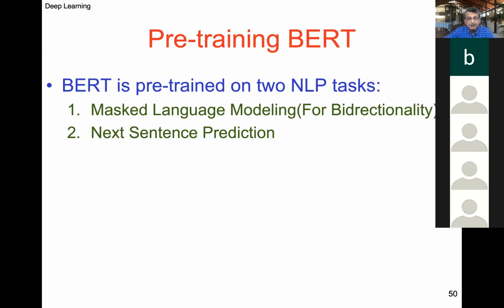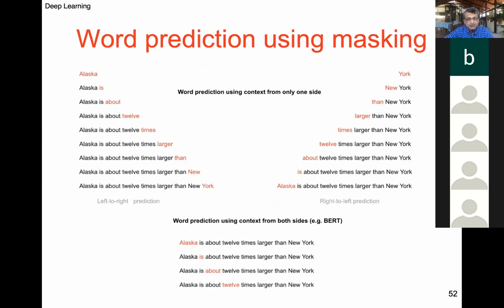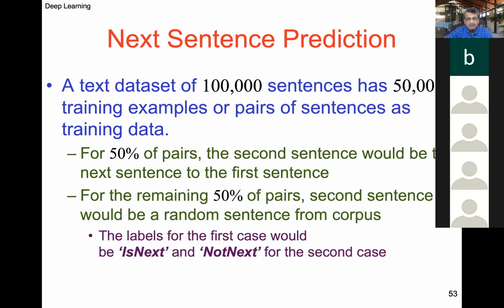BERT is pre-trained on two NLP tasks: masked language modeling for bidirectionality, and next sentence prediction. I have a few slides on what a masked language model is: before feeding word sequences, 15% of the words in each sequence are replaced with a mask, and they try to predict those words. That's an interesting task. You have sentences where you don't show certain words and train it to learn those words. That's a supervised learning problem, which is called masked learning. This shows masked learning on sentences, how you're masking different words. I'll leave it to you to take a look at these things.